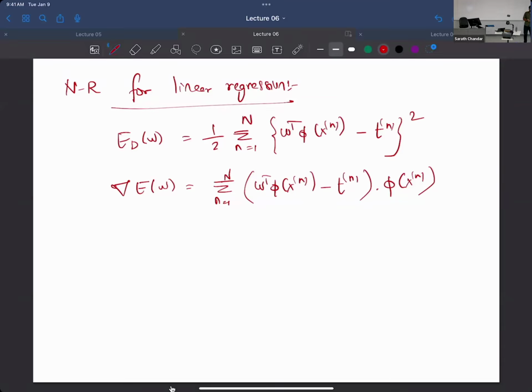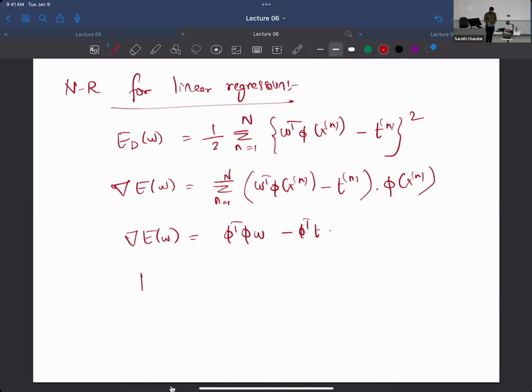If I write this in a compact matrix-vector form, then the gradient is given by phi transpose phi w minus phi transpose t. Instead of summation, I'm just converting everything into vector form. Why did I do that? Now it's going to be easier for me to differentiate this once again.